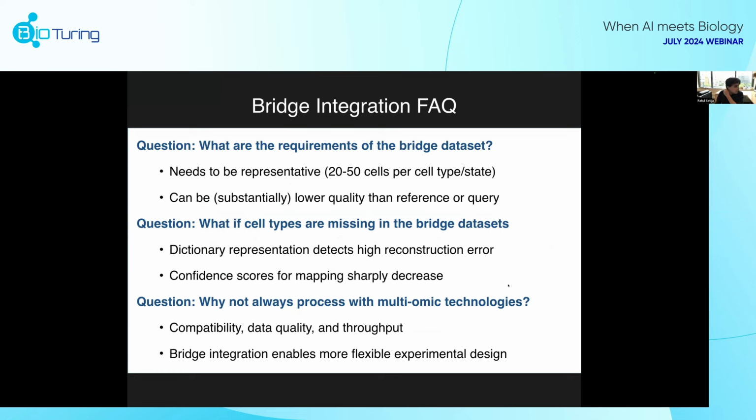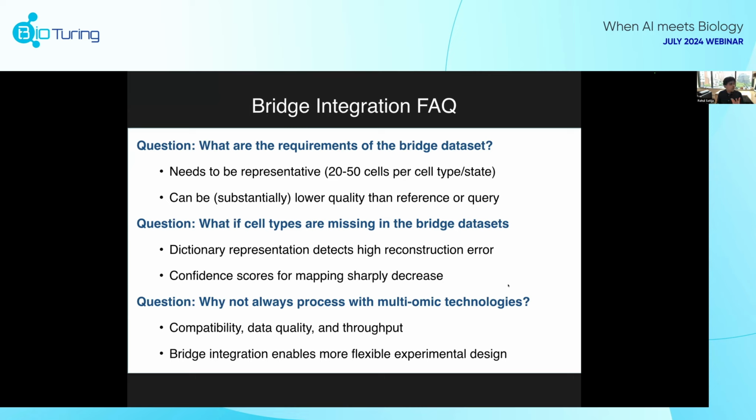And I'll just start to wrap up this section and highlight a couple of things that are important for bridge integration. The bridge, like I said, does need to be representative of your reference. If you're missing cell types in the bridge, then that can be challenging. If that does happen, then the prediction scores of the algorithm, we showed this in the manuscript, do go very sharply down. So you do get some feedback as a user if something is wrong.